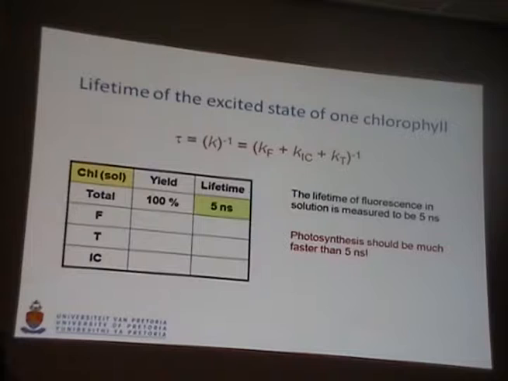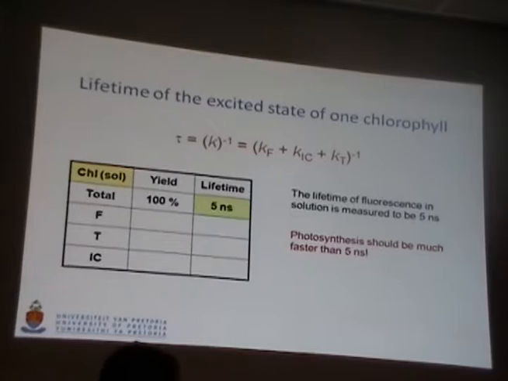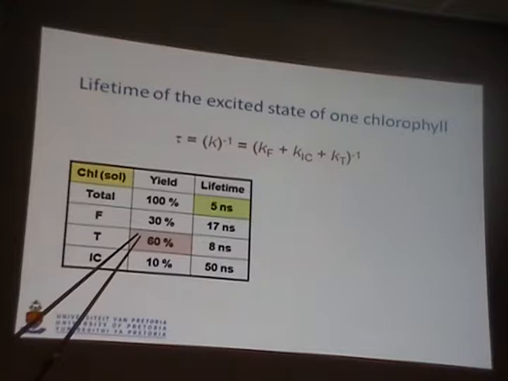So for chlorophyll, if it is solubilized, for example in an organic solvent like ethanol, it has a much longer lifetime than in a protein environment. Remember, the protein functions as an environment that changes the spectroscopic properties of these pigments. Solubilized in an organic solvent, the lifetime is about 5 nanoseconds, and the different components are about 30% fluorescence, 60% formation of triplet state, and 10% internal conversion.